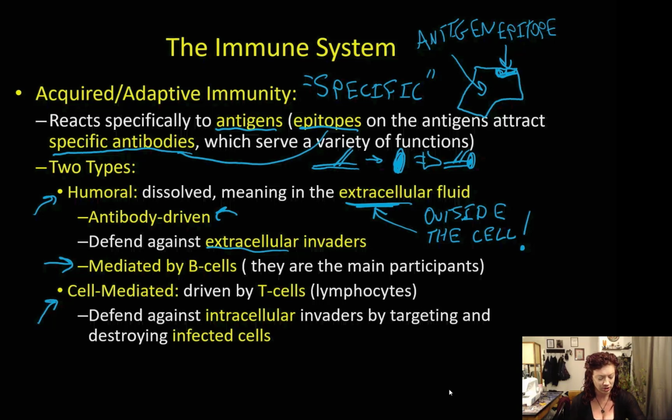Now that's in contrast to cell-mediated acquired immunity. This is an intracellular system. It defends against intracellular invaders. So if you have pathogens that are in your bloodstream but outside your body cells, they're pretty easy to find. But what happens when your own body's cells become infected and that infection is hiding inside of your own cells? This is where cell-mediated immunity comes into play. It's driven by these special cells called T cells. They're a type of lymphocyte. They're oftentimes called cytotoxic T cells.